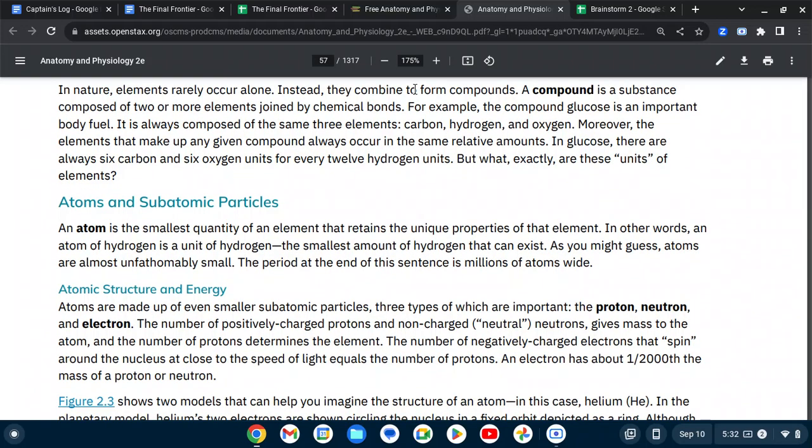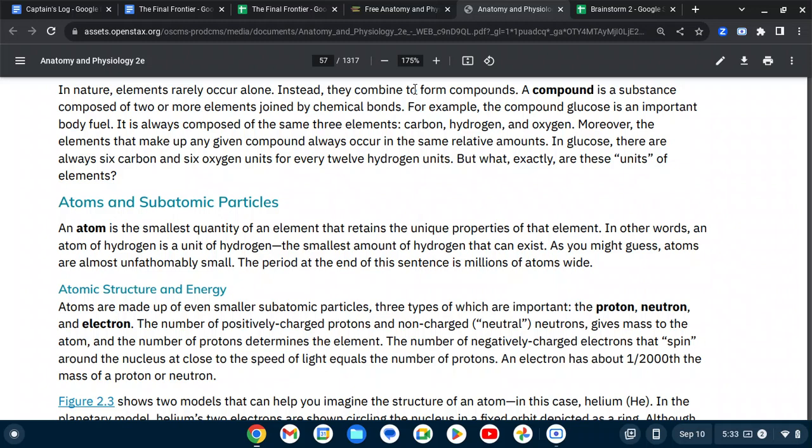In nature, elements rarely occur alone. Instead, they combine to form compounds. A compound is a substance composed of two or more elements joined by chemical bonds. For example, the compound glucose is an important body fuel. It is always composed of the same three elements: carbon, hydrogen, and oxygen. Moreover, the elements that make up any given compound always occur in the same relative amounts. In glucose, there are always 6 carbon, 6 oxygen units for every 12 hydrogen units.